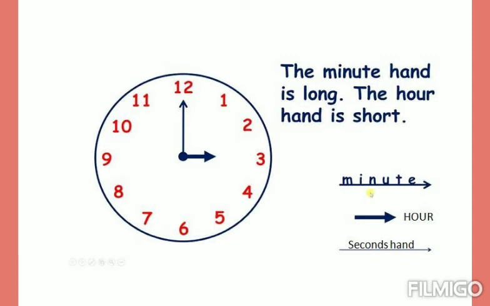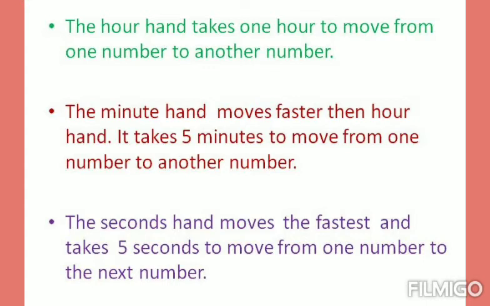Children, this type of clock is known as an analog clock. Here we are using these two different hands to calculate the time. Here the numbers from 1 to 12 are arranged to calculate the time. The hour hand in the clock takes 1 hour to move from one number to another number. If the hour hand moves from one number to another number, it means 1 hour has passed.